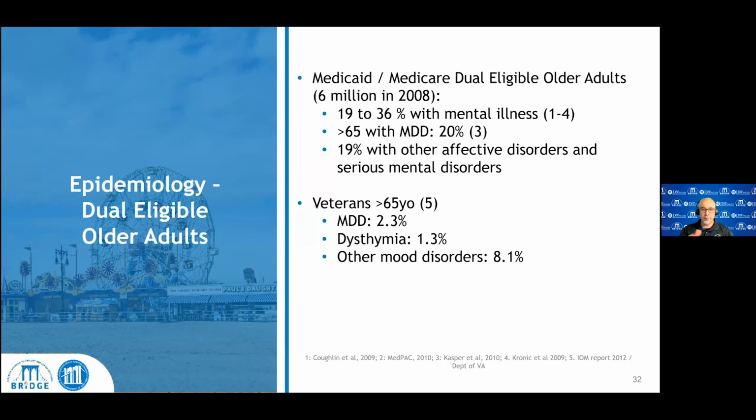Dual eligibles, right? I included this on purpose because this is our population, right? People who have both Medicaid and Medicare. The prevalence of mental illness in this group is extraordinarily higher than the general population. Up to 36% of older adults who are dual eligible have mental illness. About 1 in 5 have major depressive disorder. And about 20% with other affective disorders and serious mental illness. And you could see that the rates of other mood disorders in veterans is also quite high.